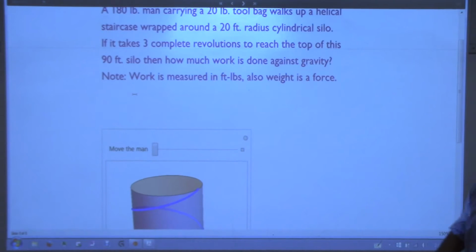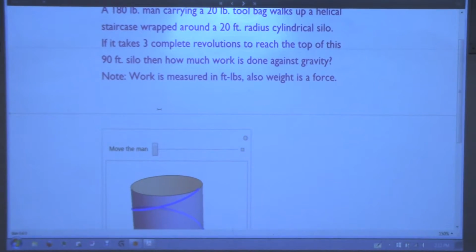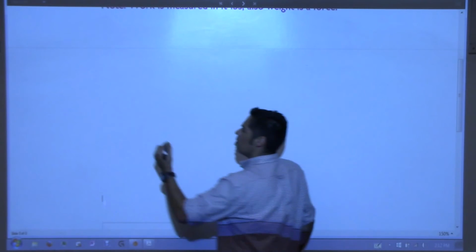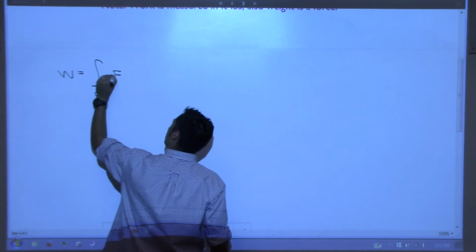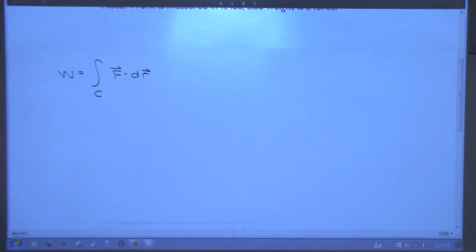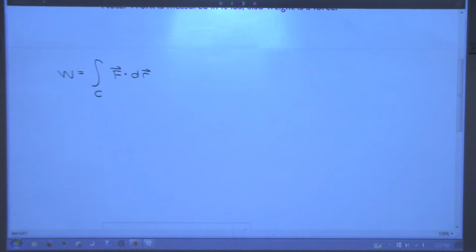So I know this is going to be a work problem, right? Then what are the things I need? Work is going to be equal to the line integral over C of F dot dr, right? So I'm going to need to know what the field is, what the vector field is, and I'm going to need to know r, which is the path function. So what would you like to talk about first? Which one are you most comfortable with at this point?